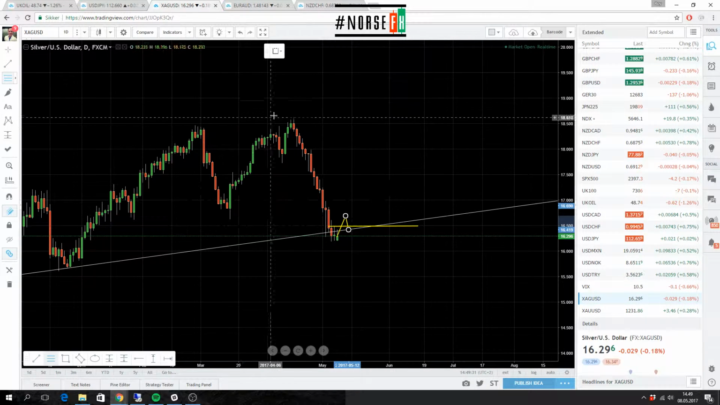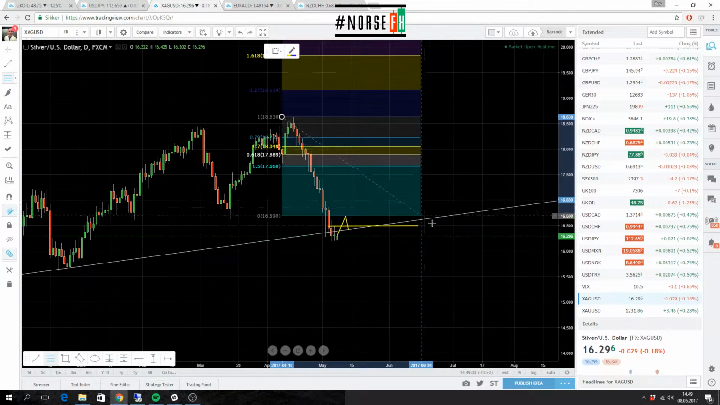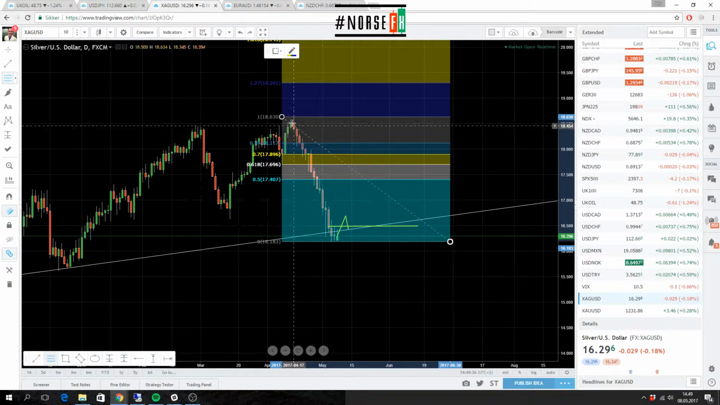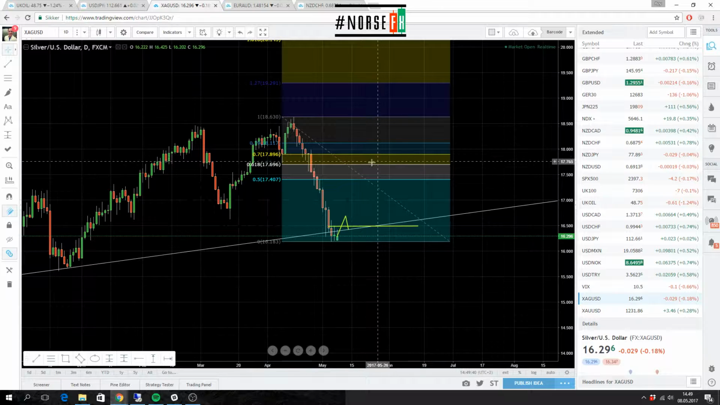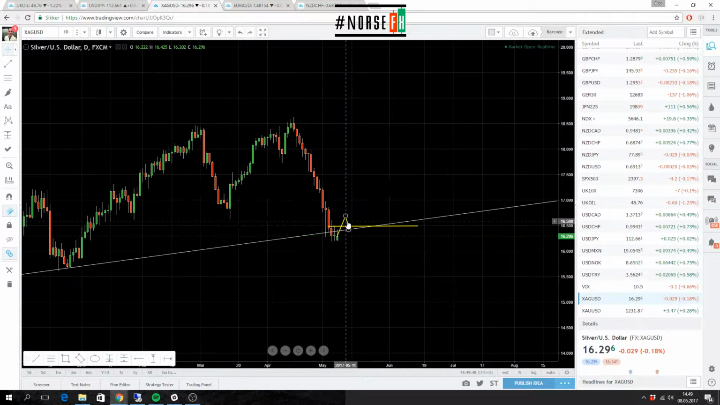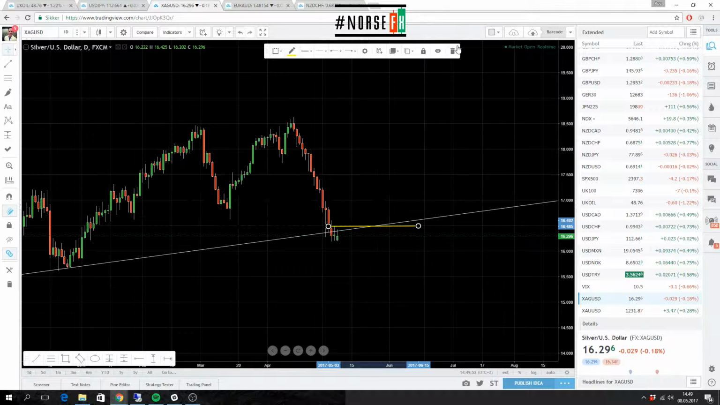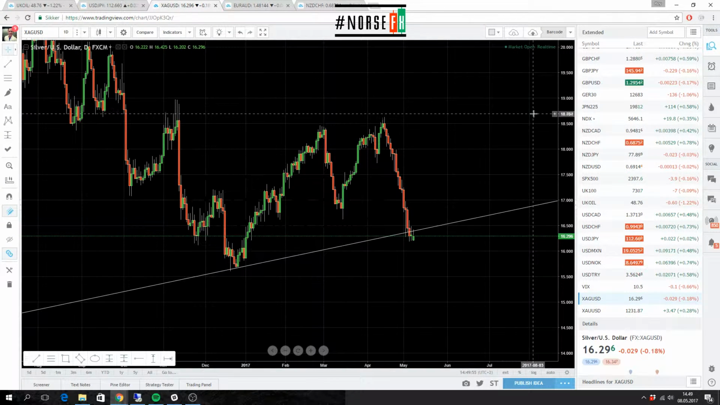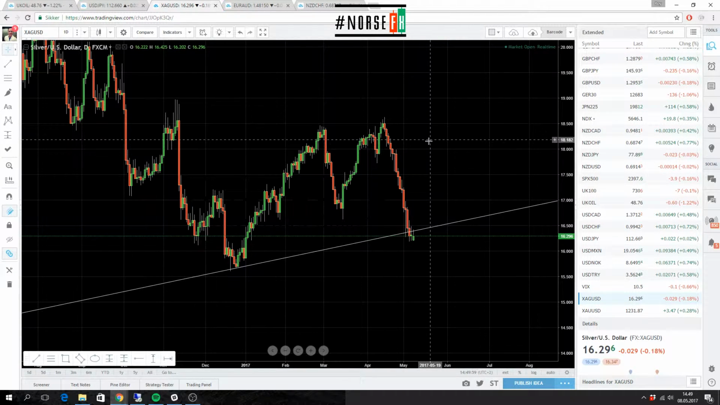In terms of targets, I will look for price action at the 618 of the recent bearish leg and look to take some profit off right here at 17.70. But I think this instrument is due a major rally. That's just my personal opinion. So I will look to hold at least a portion of my trade going forward on this.